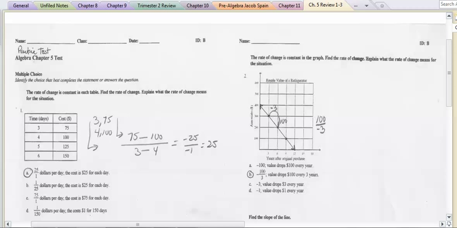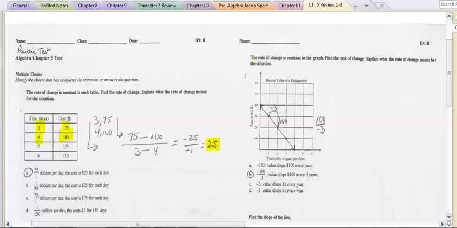Alright, number 1, you're finding rate of change, and what you do is you take the two ordered pairs. These can be your x and this can be your y, and you can rack them, stack them, subtract them. So that's what I did. I found a slope of 25, or 25 over 1, and I looked at my answer choice and it was $25 each day. So that's letter A.